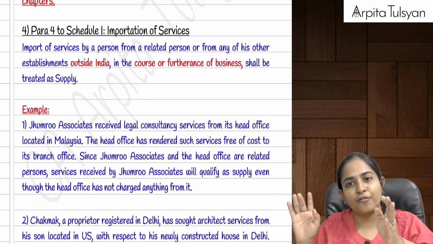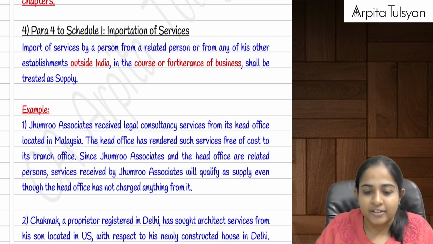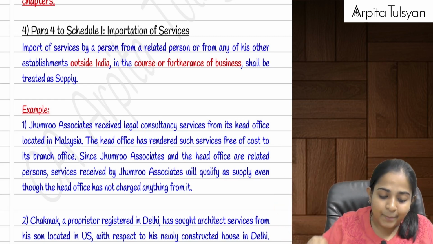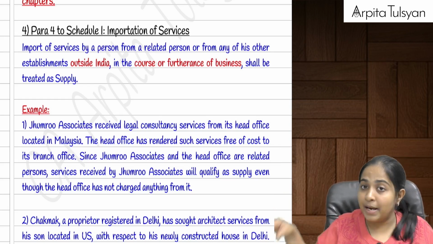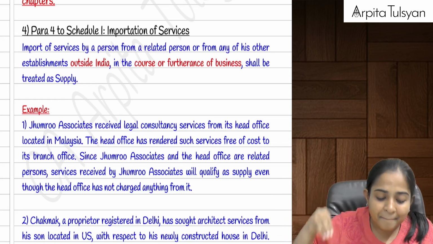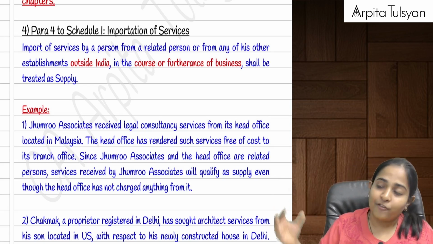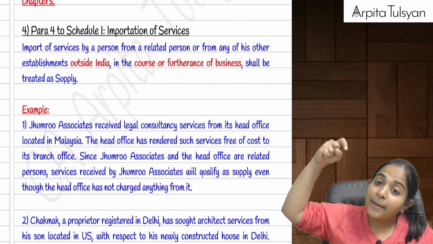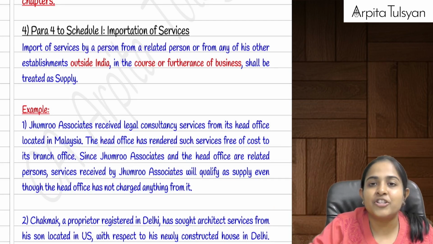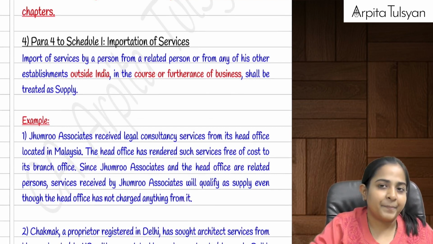Okay, clear bifurcation you have got there. In 7(1)(b), it was considered as a supply as it involved consideration. Now here there is no consideration involved, and the person from whom you are importing the services is my related person. Importing means from outside India, so I am importing it from my related person or from my other establishment outside India. If I import any services which I am going to use in the course or furtherance of business for no consideration, then it will still be considered as a supply. Are you clear with this?